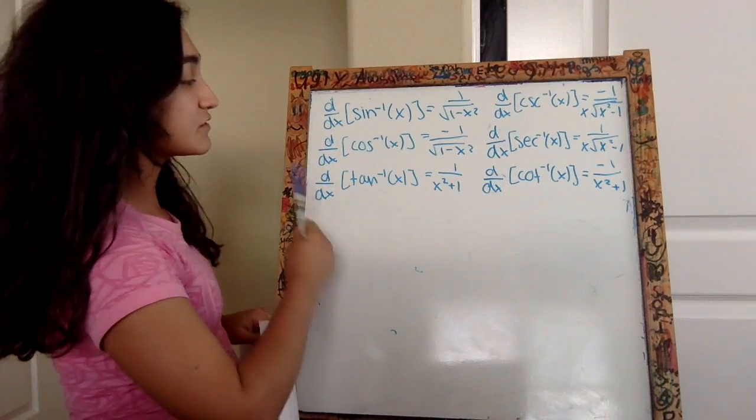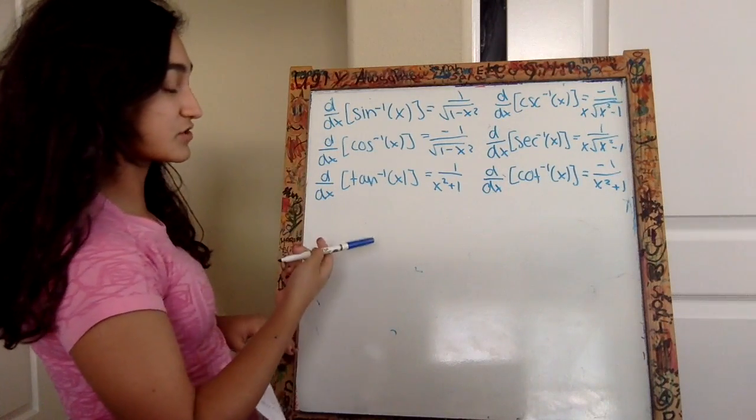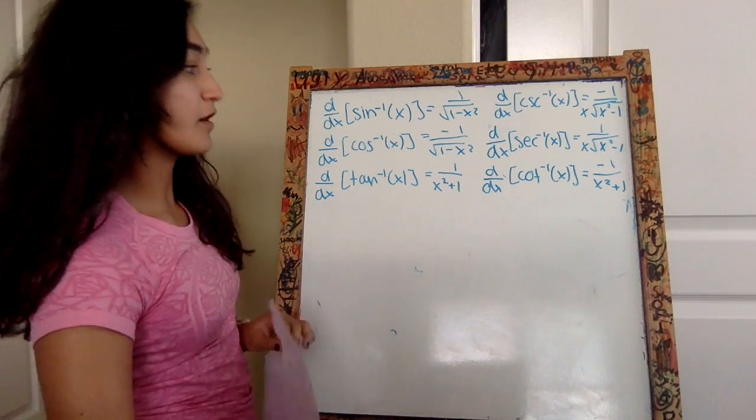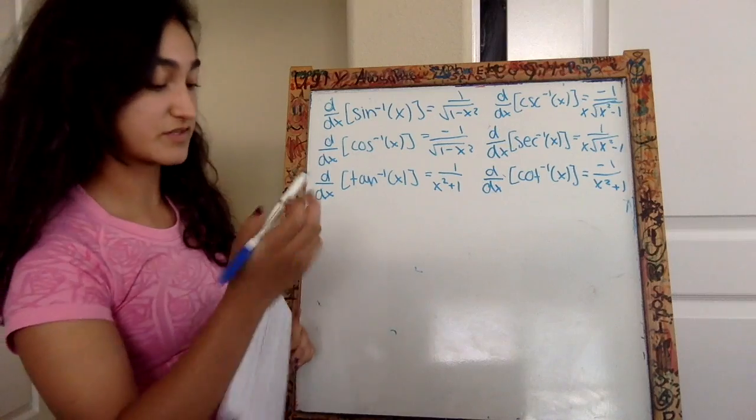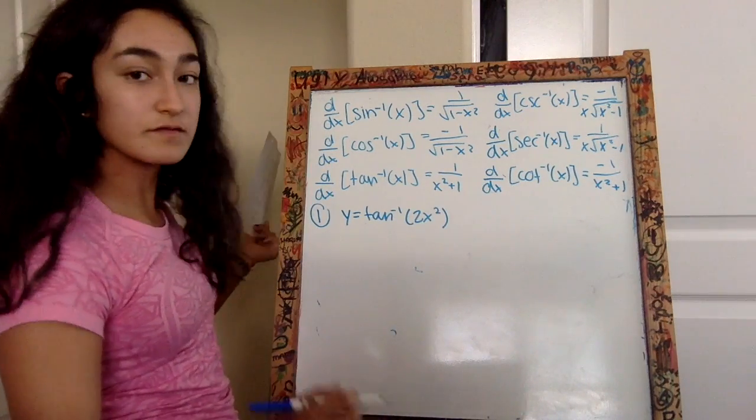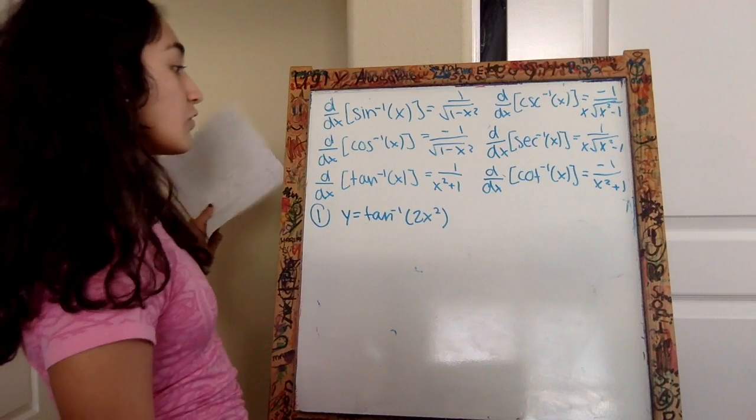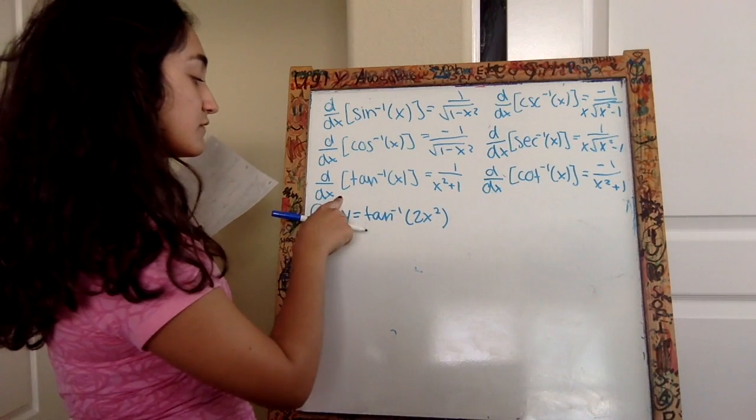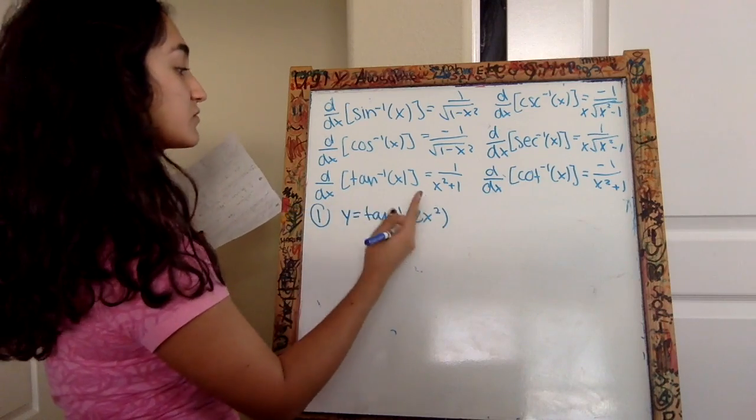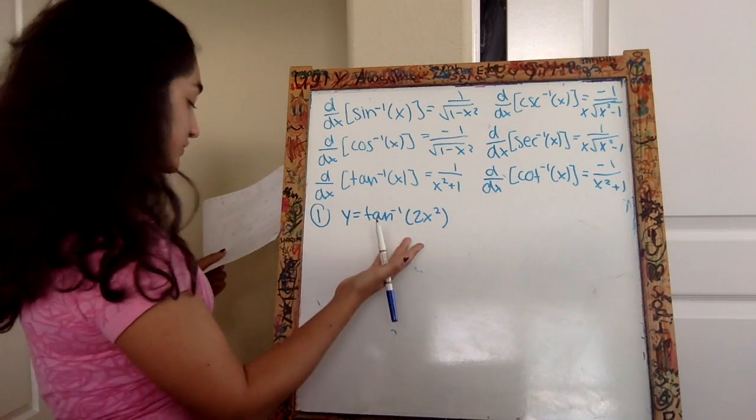So the derivatives of the 5 other inverse functions are as follows, and need to be committed to memory, but can all be proven using the previous method. We have the function y equals tan inverse of 2x squared. So using the derivative of tan inverse of x, which is 1 over x squared plus 1, we can find the derivative of this equation.